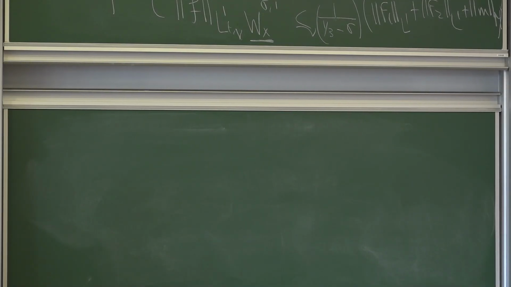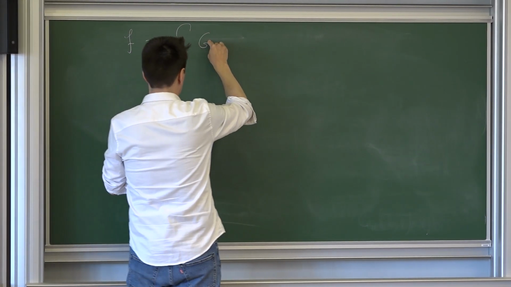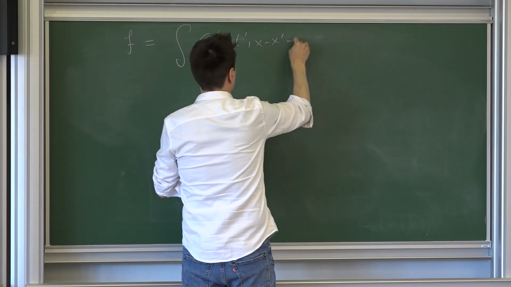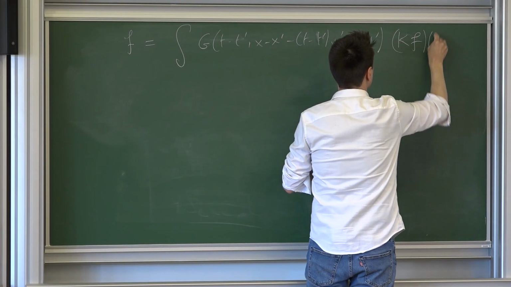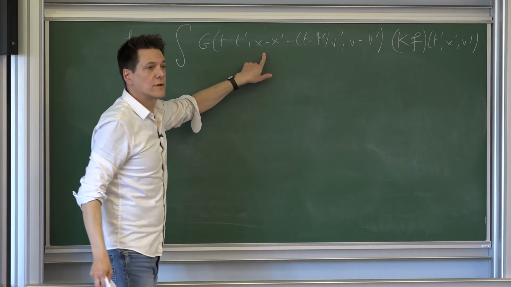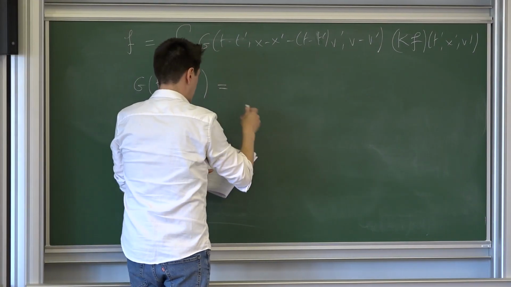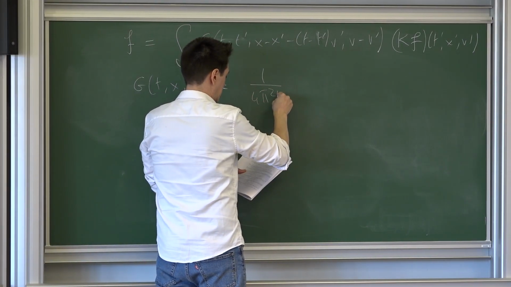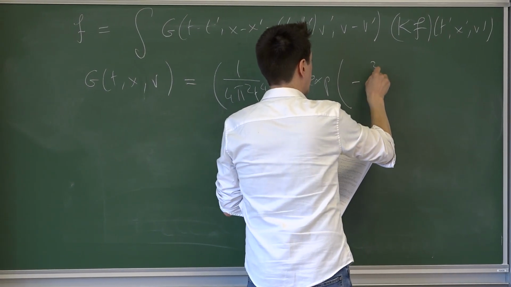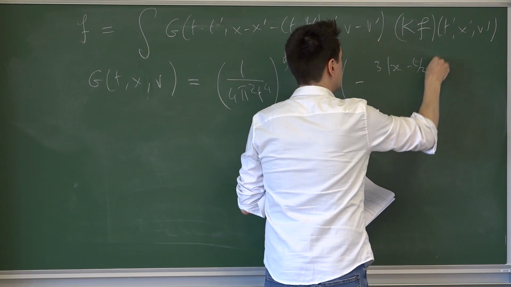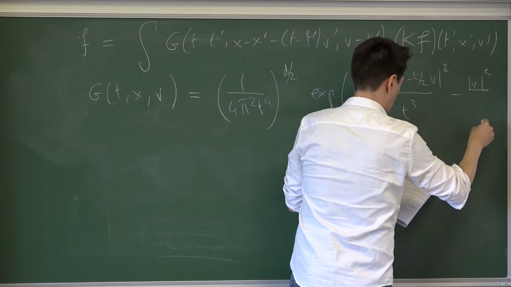You just need to use that f in fact is an integral of g(t minus t', x minus x' minus t' v', v minus v') against the right hand side. Like I said, it's a convolution modified by the inertia principle, and then g(t,x,v) is just 1 over (4 pi square t) to the 4d over 2, times exponential of minus 3 (x minus t over 2 v) squared over t squared, minus v squared over 4t.